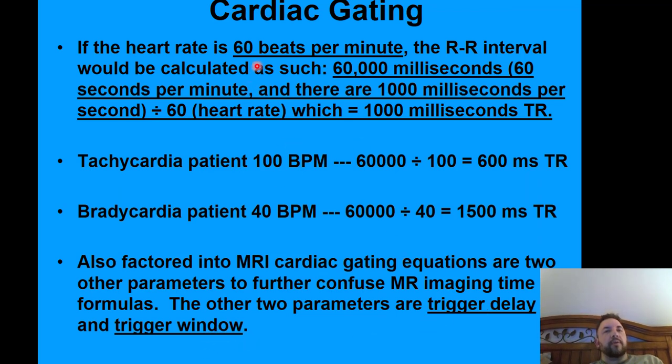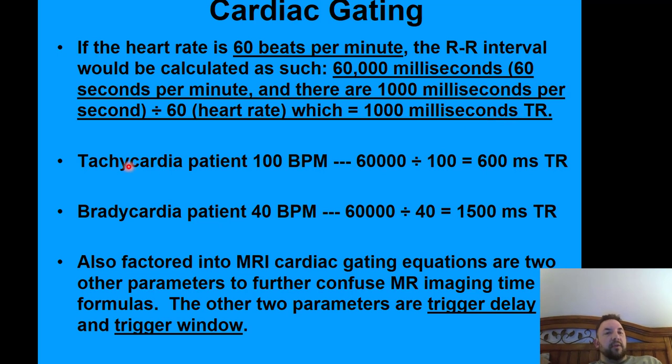But we have to start with our basic effective TR. The R to R interval will be calculated as 60,000 milliseconds. This is what we start with. How did I get that number, Chris? Good question. So 60 seconds per minute, there are 1,000 milliseconds per second. So that's 60,000 divided by the patient's heart rate, which is 60 here. That equals 1,000 milliseconds TR.